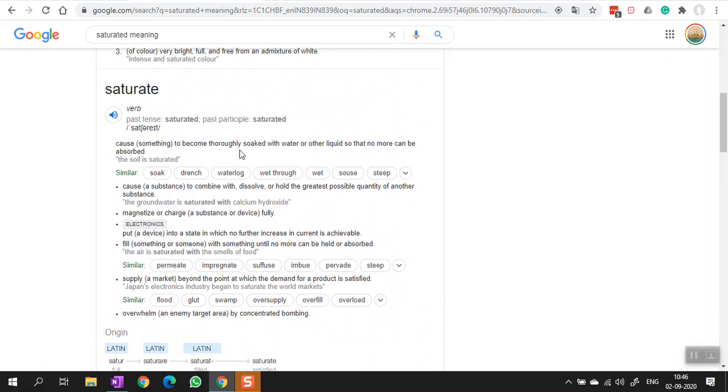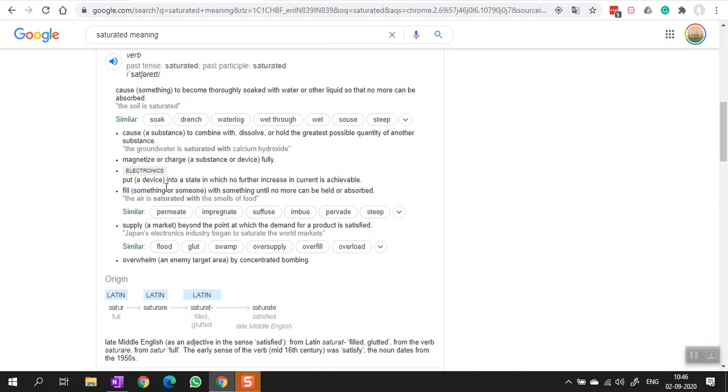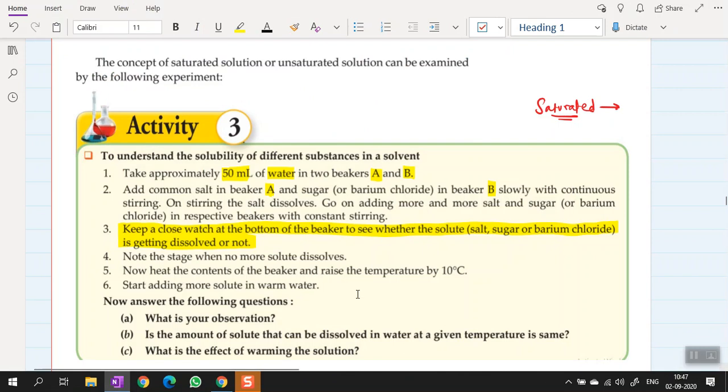Cause something to become thoroughly soaked with water or other liquid so that no more can be absorbed. To fill something or someone with something until no more can be held or absorbed. So they are also using some common terms.